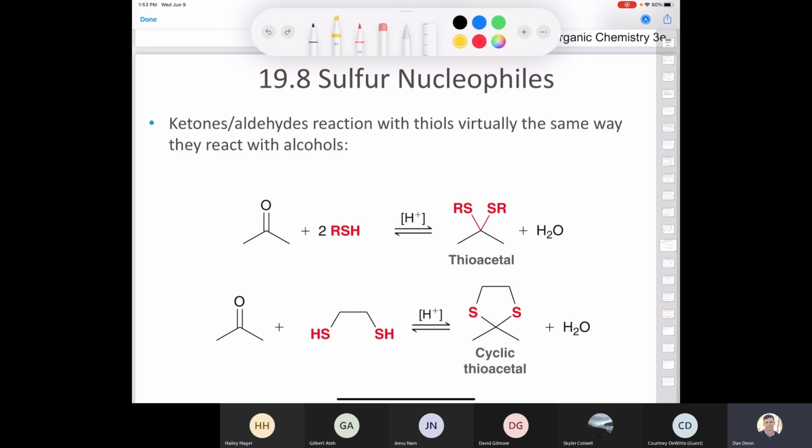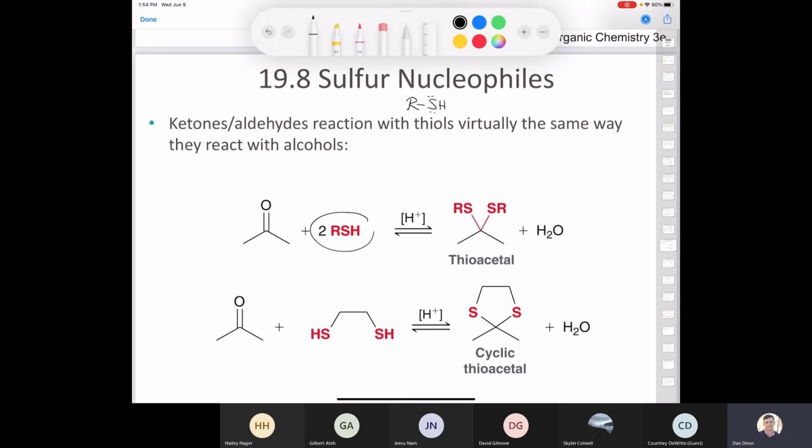And now in section 19.8, we're going from oxygen to nitrogen to sulfur. So now we're talking about sulfur nucleophiles, and you should know what a thiol is. A thiol is just the sulfur analog of an alcohol, just a lot stinkier. They smell very bad. So for a ketone or an aldehyde, good news: if you understood what was happening in section 19.5 with an alcohol, the great news for you is that thiols react in pretty much the exact same way with the ketone or aldehyde.